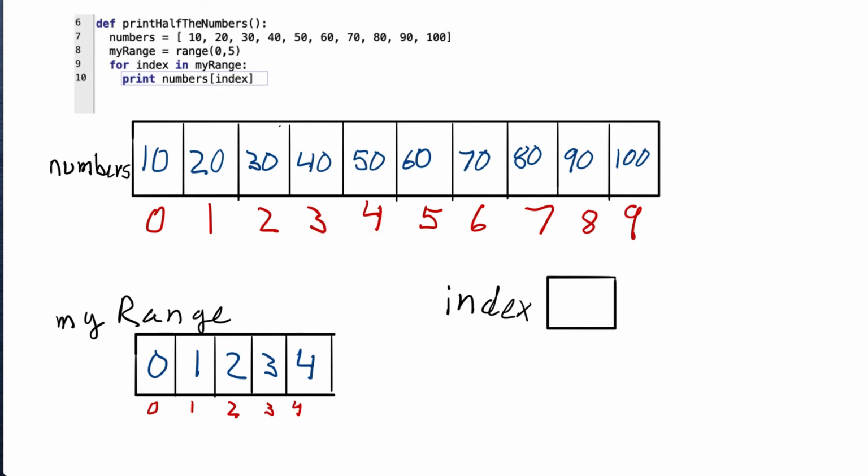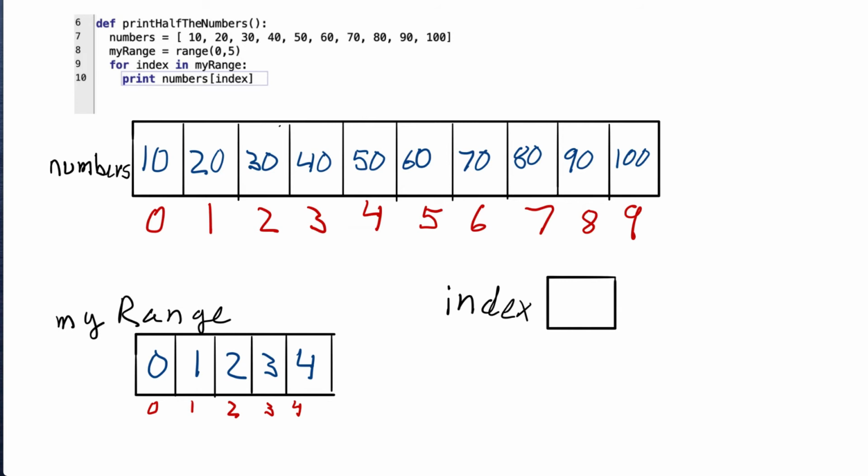Now I create a second list by using range. So my range is this list, and it has the numbers 0 through 4 inside of it. And now, instead of looping through the numbers array or list, I'm going to loop through my range. So for each index or number in the range, I'm going to print out the numbers at that position. So let's see how this works.